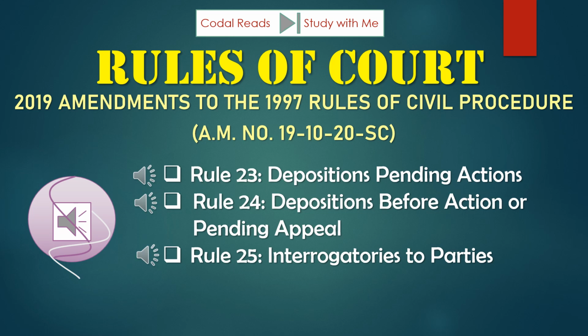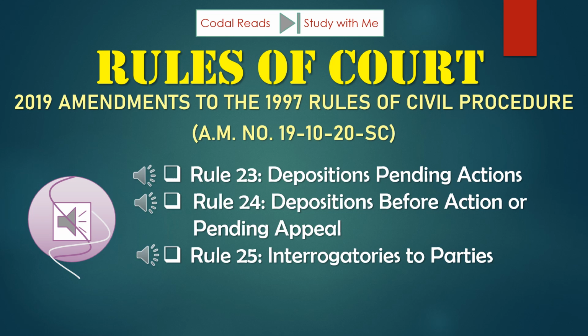The motion shall state the names and addresses of the persons to be examined and the substance of the testimony which he or she expects to elicit from each, and the reason for perpetuating their testimony. If the court finds that the perpetuation of the testimony is proper to avoid a failure or delay of justice, it may make an order allowing the depositions to be taken, and thereupon the depositions may be taken and used in the same manner and under the same conditions as prescribed in the rules for depositions taken in pending actions.